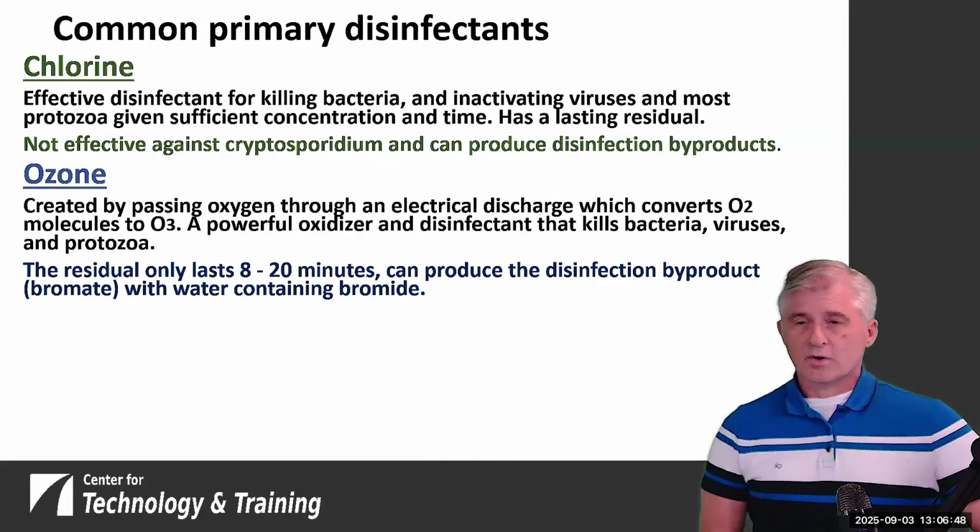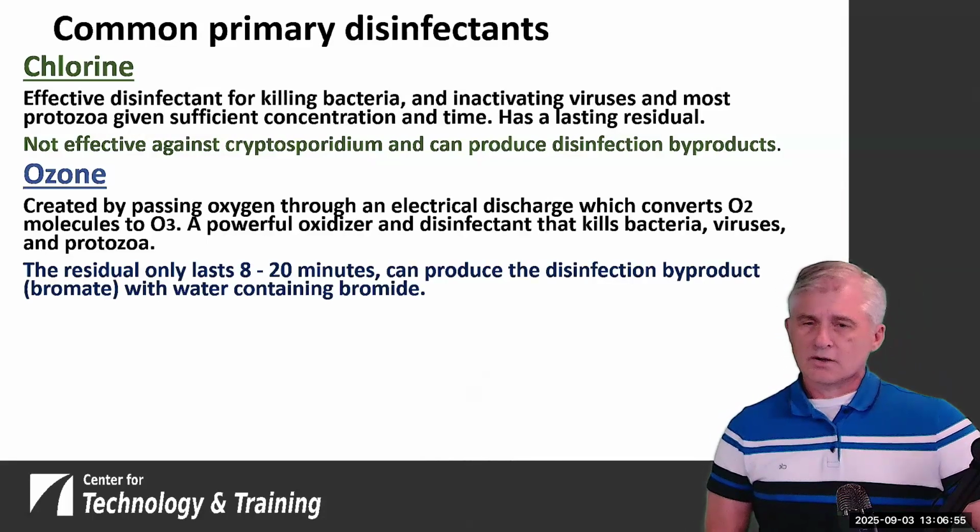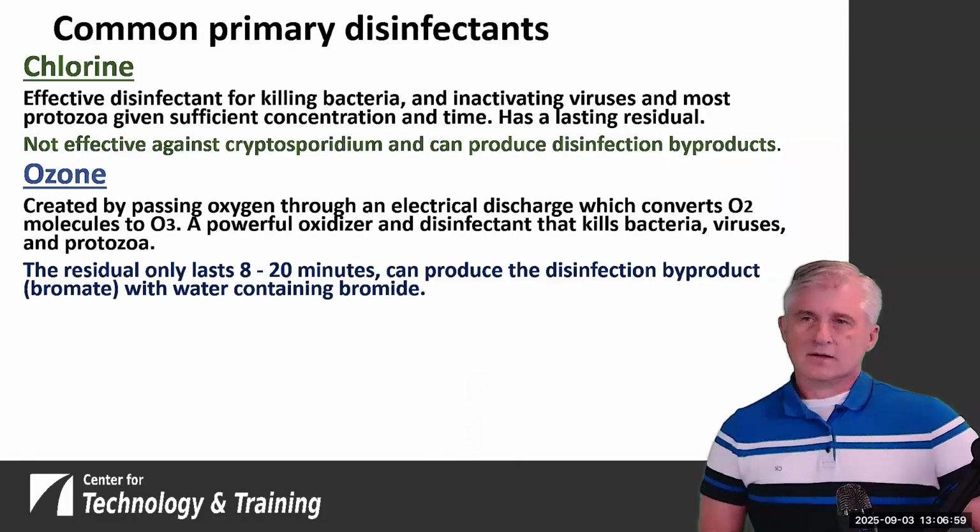One of the issues with ozone is that it doesn't last a long time. It has a residual, but it's a short residual, and it can also create disinfection byproducts in the form of bromate if the water that it's treating contains bromide. So bromate is another disinfection byproduct that we try to avoid creating.